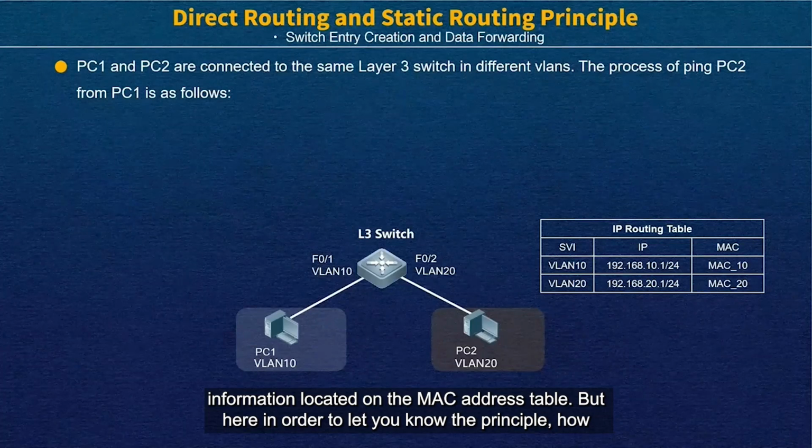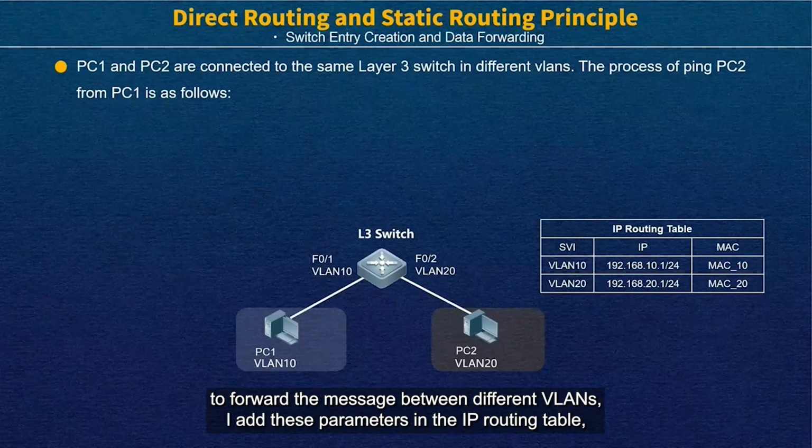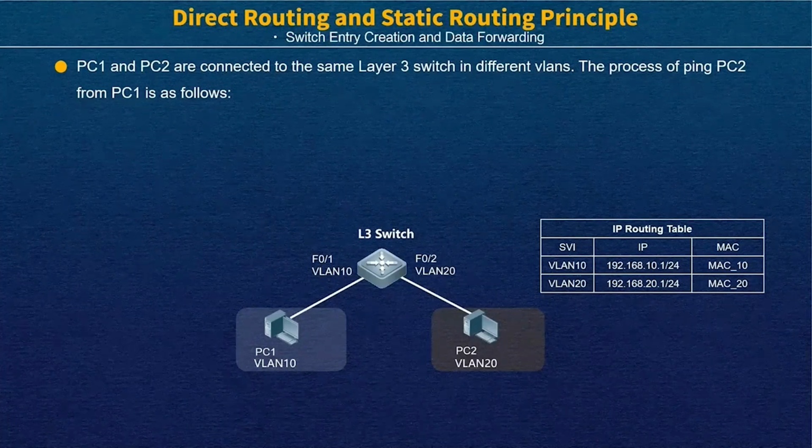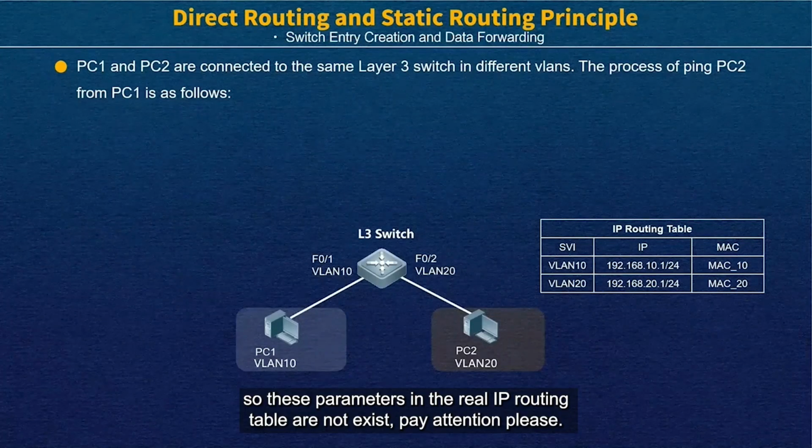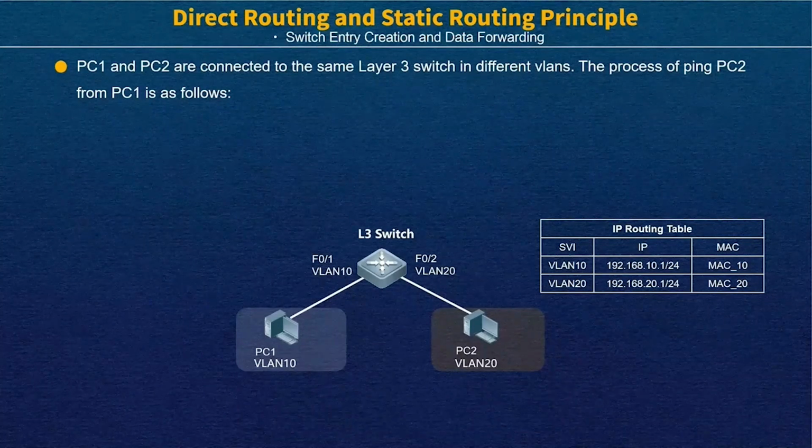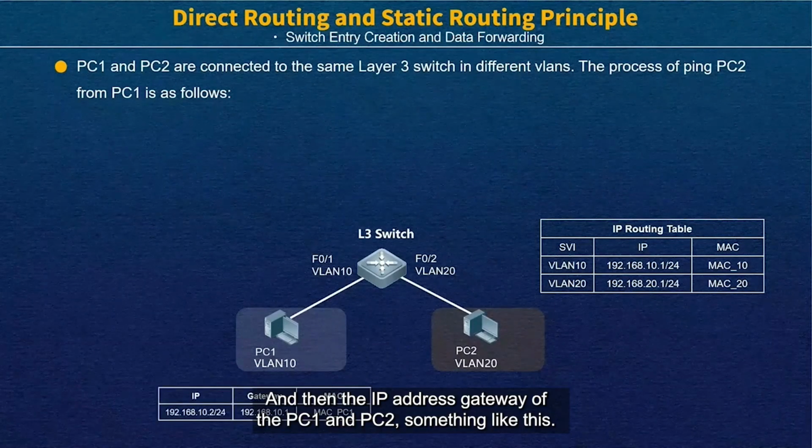But here, in order to let you know the principle of how to forward the message between different VLANs, I add these parameters in the IP routing table. So these parameters do not exist in the real IP routing table. Pay attention, please. And then the IP address and gateway of PC1 and PC2 are something like this.